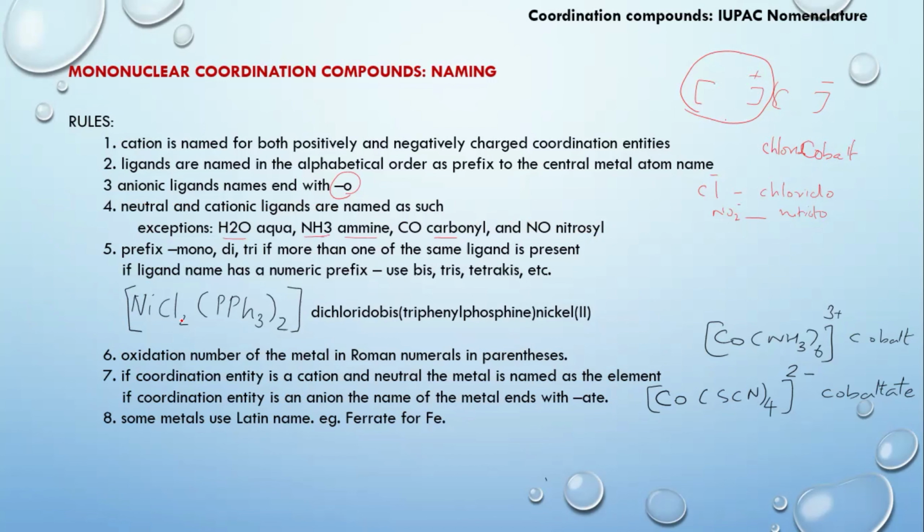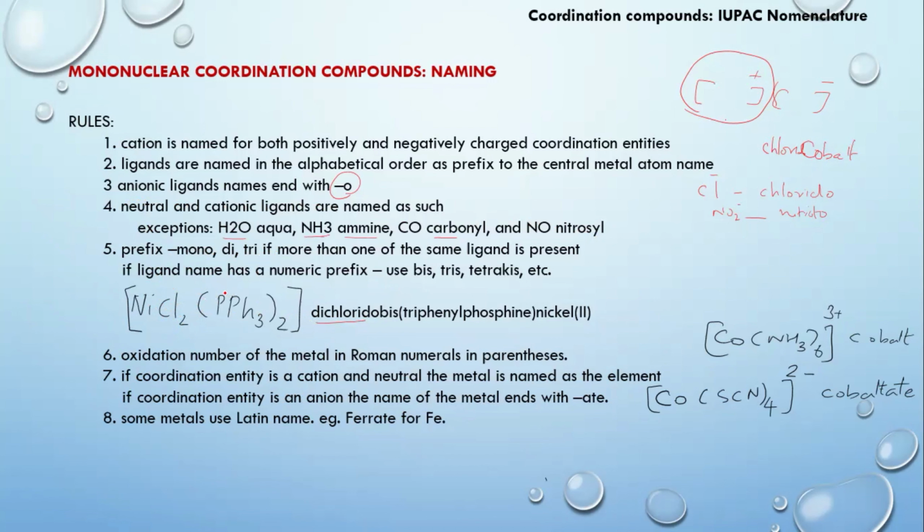Okay. So if more than one of the same ligand is present, like here, two chlorides are there in this complex, we will prefix mono, di, tri, etc. before the name of the ligand. For example, here dichlorido. That means two Cl are there.